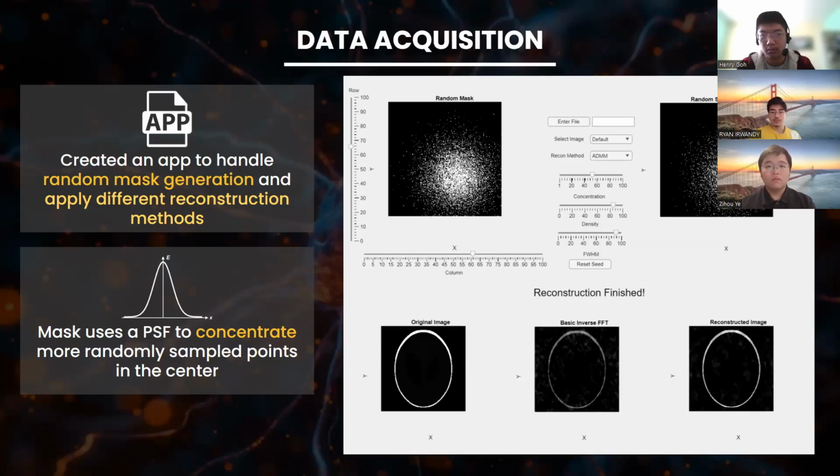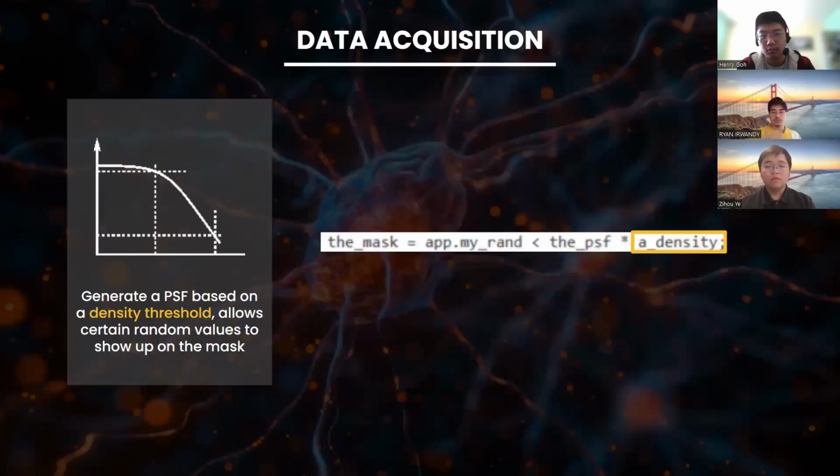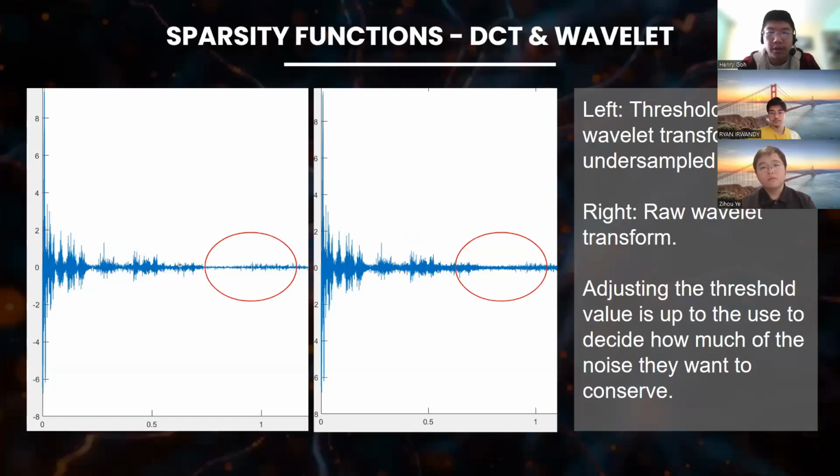As I've already mentioned, we use a point spread function to essentially concentrate points in the middle. And just a little bit more of a deep dive, we have essentially a low-pass filter based on a certain density threshold that we provide to allow certain mask values to pass through or not. Once we've collected that data in the K-space, we can apply it to a wavelet or a DCT sparsity function.